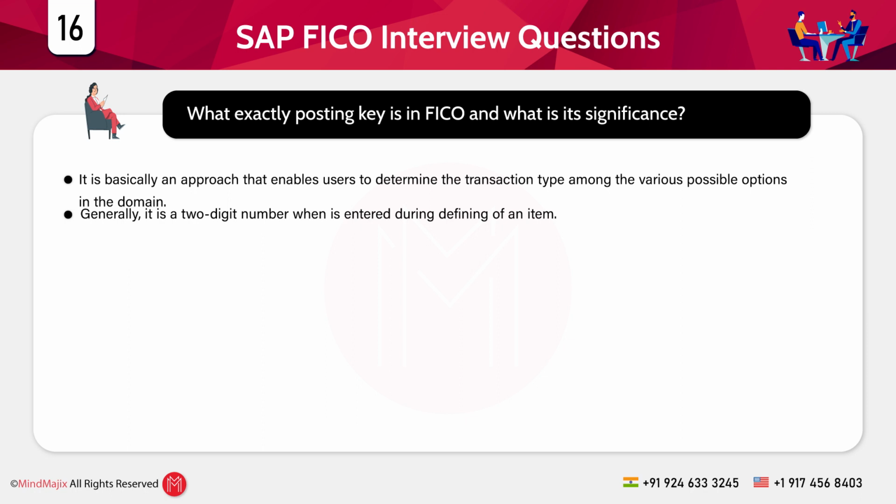The next question is, what exactly is a posting key in SAP FICO and what is its significance? It is basically an approach that enables users to determine the transaction type among the various possible options in the domain. Generally, it is a 2-digit number entered during the definition of an item. It simply gives an idea about the type of posting, which can either be credit or debit, as well as the type of accounts. Also, the status of transactions can be recorded by using the posting key.